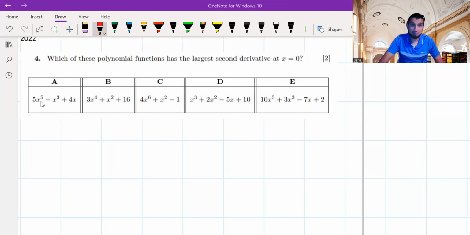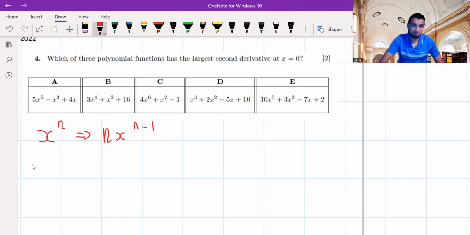To find the first derivative, we follow a formula: if we want to find the derivative of x to the n, the derivative will be nx to the n minus 1, okay? So you multiply by the power and then you subtract 1 from the power.